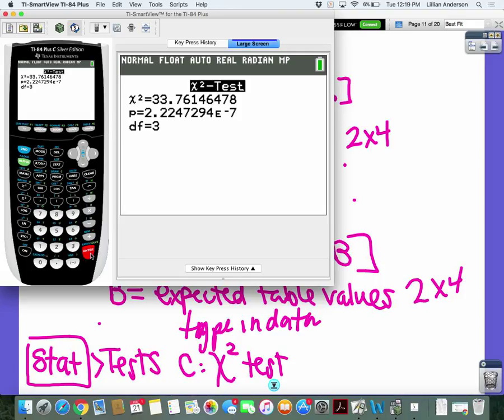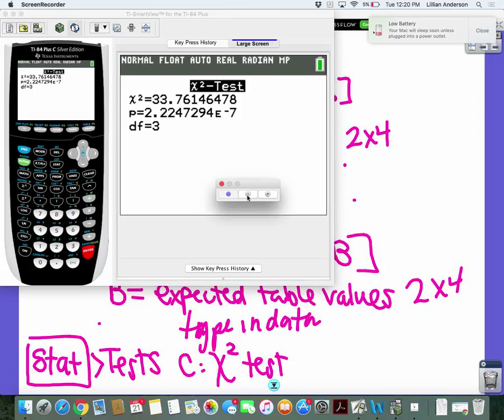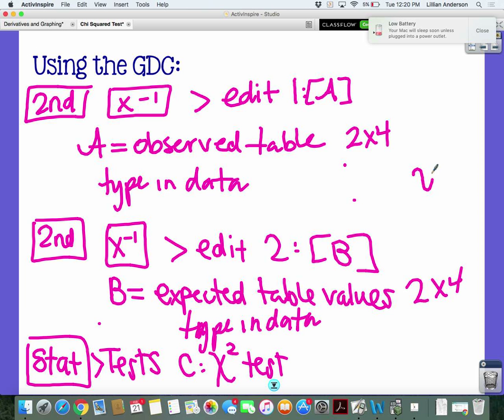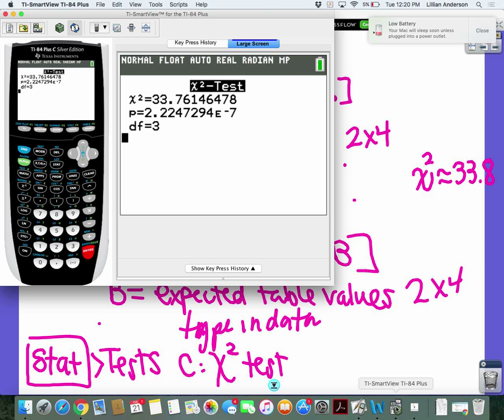Okay? Draw. Question. So our chi-squared statistic is 33.8. Okay, so I'm gonna write that down. Chi-squared is about 33.8. Okay? Now the other numbers that are on here are important.